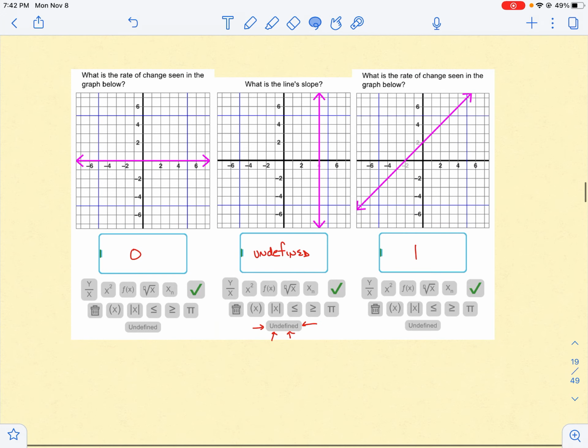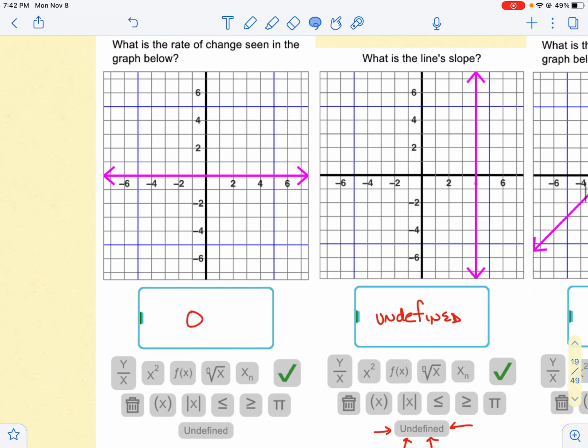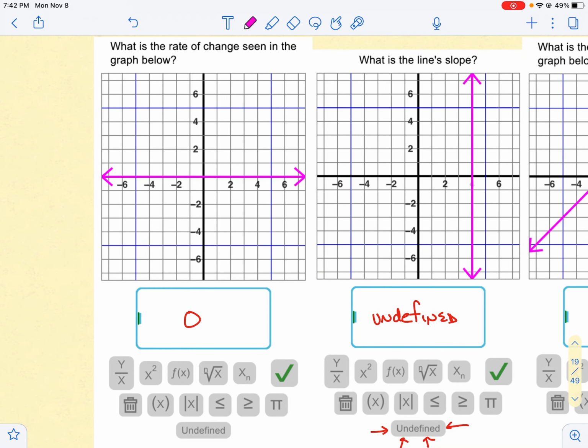Now let's go down to the 3 more. Sorry about that. What's the rate of change seen in the graph below? This one was the 0 slope, like me skiing. If you're unclear on why that is, find 2 spots, count the rise, which is 0, and the run, which in this example looks like it's about 5, and divide that, you get 0.